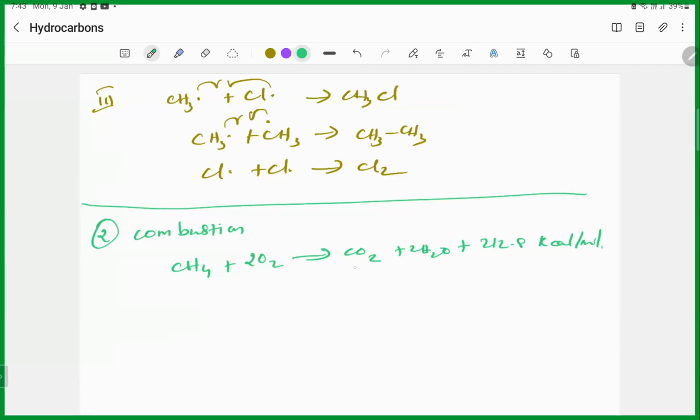If it undergoes complete combustion, it will give carbon dioxide and water. If it is not complete combustion, it will give carbon black. That carbon black we can use for printer ink, and then black pigments and filters. Generally, for alkane CnH2n+2 plus (3n+1)/2 moles of oxygen, it gives n moles of carbon dioxide plus (n+1) moles of water. This is the general combustion reaction.